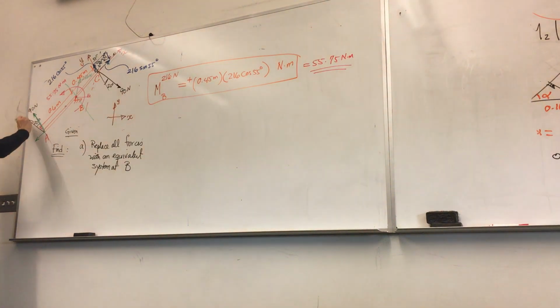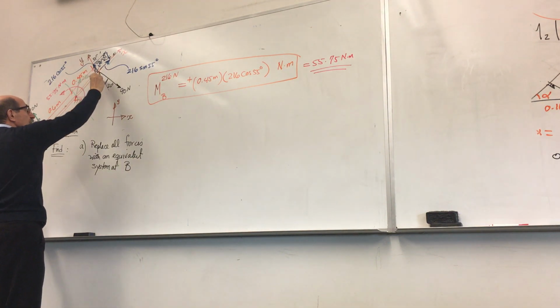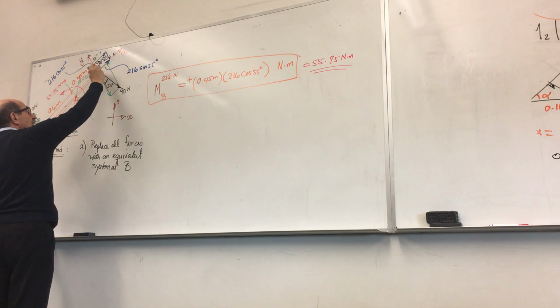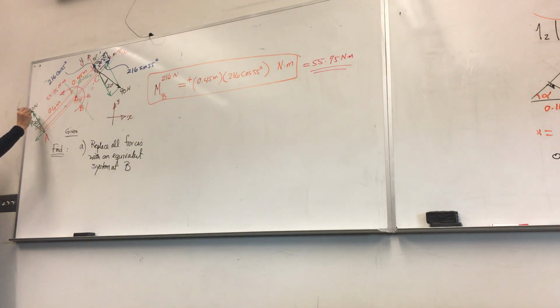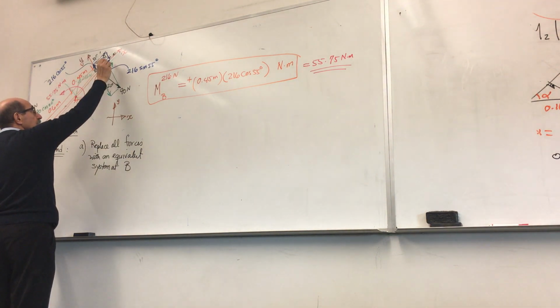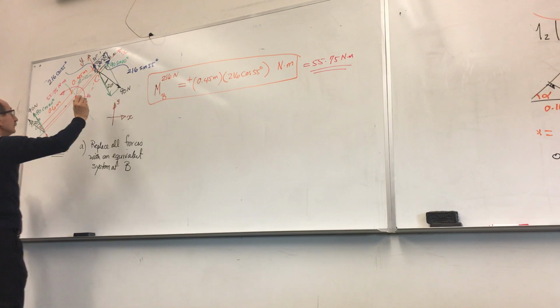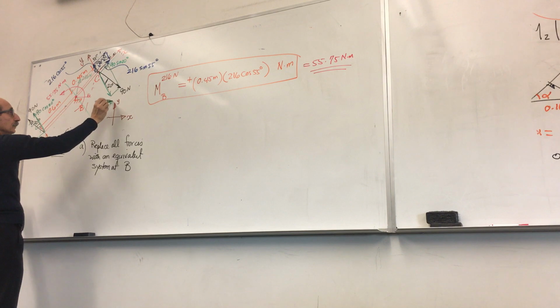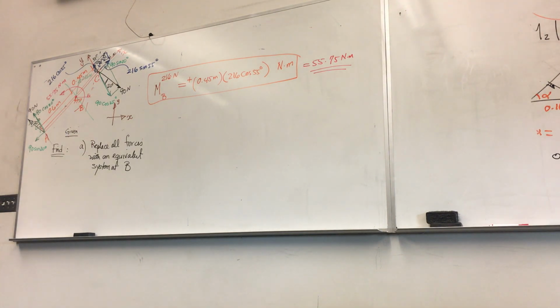I would resolve this into its components. So this one is 90 cosine 20, and this is 90 sine 20. I need to find the moment of each component and add them up. Luckily, these two components are along the same line, so they don't generate any moment. So it's only the moment of these two. And what direction do they turn?